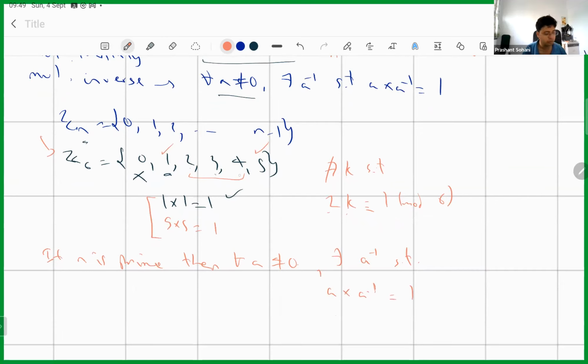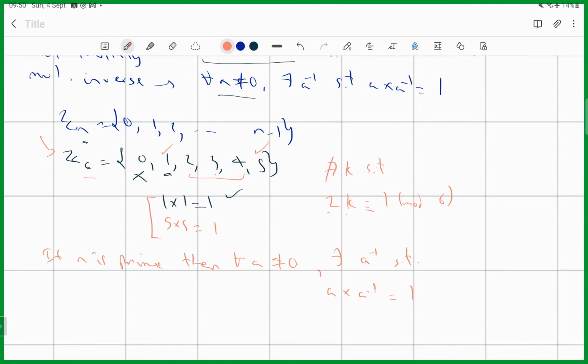No, see, 2, 3, and 4 will not have inverses, right? 5 has an inverse, 5 into 5 is 1. Also it should work, right? No, we are going modulo 6, right? So modulo 6 it will not work. See, which number multiplied by 2 will give you 1 modulo 6? That is not possible. Yeah, 1 modulo 6.